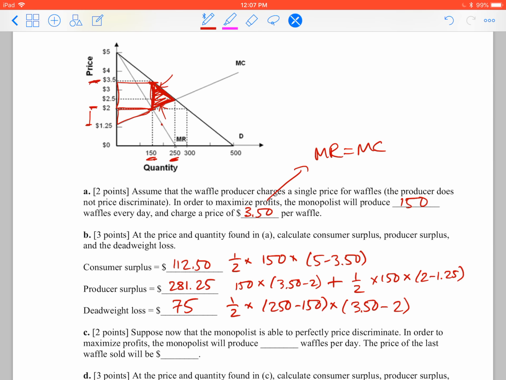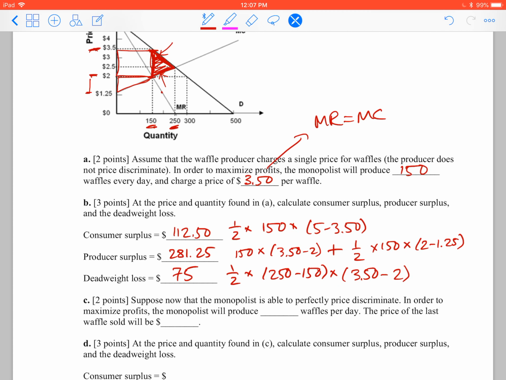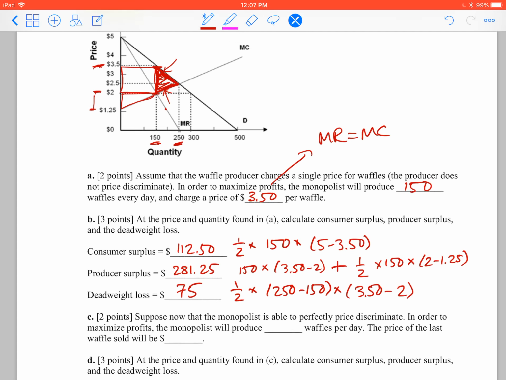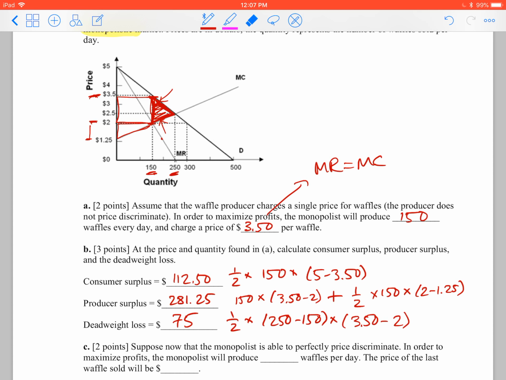Okay. Now suppose the monopolist is able to perfectly price discriminate. So how much will they produce and what will be the price? Okay, if they can perfectly price discriminate, so I'm going to erase all of this. If they can perfectly price discriminate, then that means they're charging a different price to everyone, which means we no longer pay any attention to this marginal revenue curve because the firm can now just use the demand curve as the marginal revenue curve.